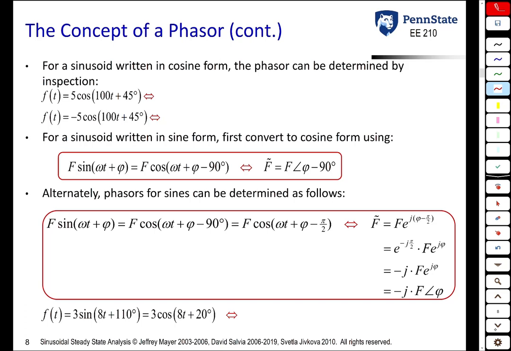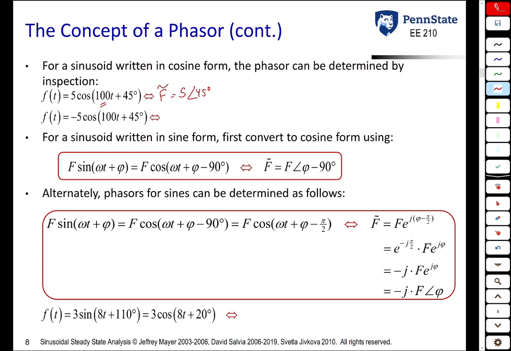F of t equals 5 cosine 100t plus 45 degrees. F tilde is just 5 at an angle of 45 degrees. Really no work involved at all. We're suppressing the fact that the frequency is 100 radians per second because we don't need that right now.